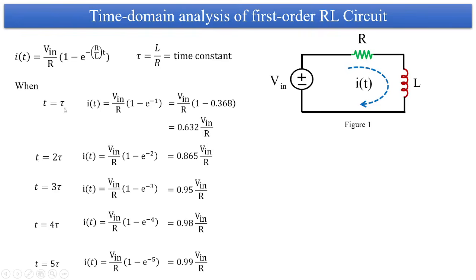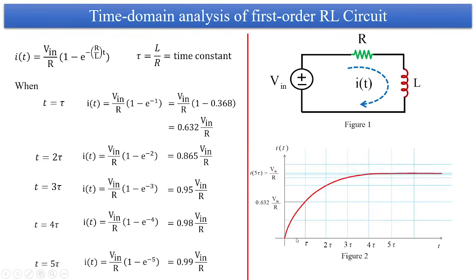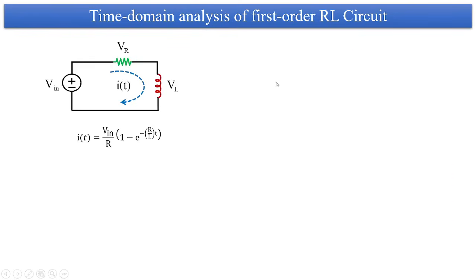Likewise, you substitute different values of tau, that is 2 tau, 3 tau, 4 tau, and 5 tau, and these are the values which we are going to get when you substitute for small t. Based upon these values, if you draw the graph shown in this figure 2, it is exponentially rising. So this is the exponential rising curve that is generally obtained for an RL circuit which is applied in series to an input voltage source.